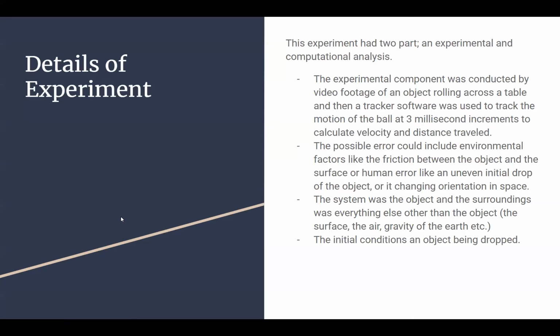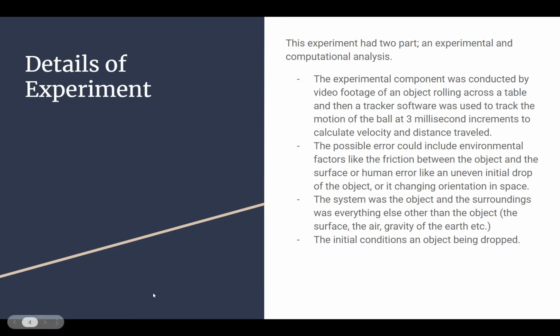But some details of this experiment. The experiment component was conducted by video footage of an object falling across the screen, and then a tracker software was used to track the motion of a ball at 3 millisecond increments to calculate velocity and distance traveled. The possible error could include environmental factors like friction between the object and the air, or human error, or if something else hit it. And then changing orientation in space. The system was the object, and the surroundings was everything else other than the object.